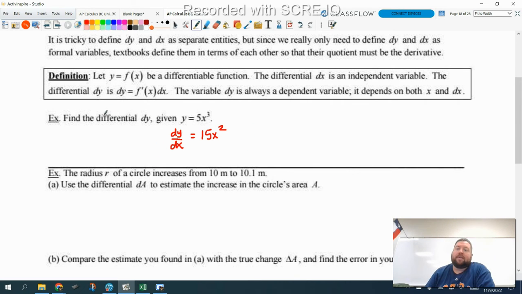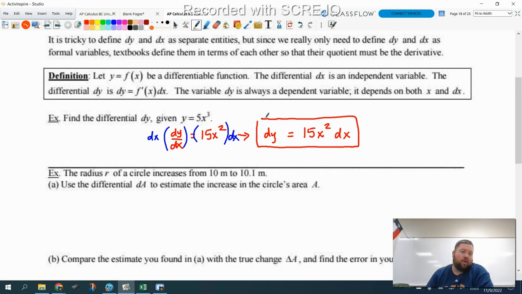That's our answer. But today we want to get it in differential form. I want dy, so I want to get dy by itself. I can get dy by itself by multiplying by dx, and I do that on both sides. And so I end up with dy on the left side is equal to 15x squared times dx. And that's what they're looking for in differential form.